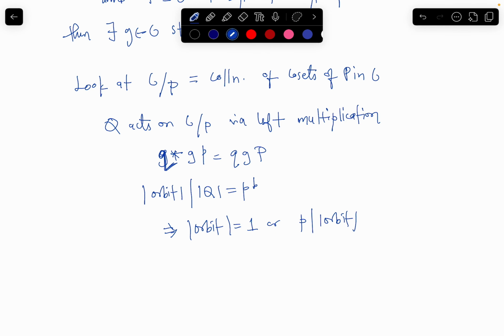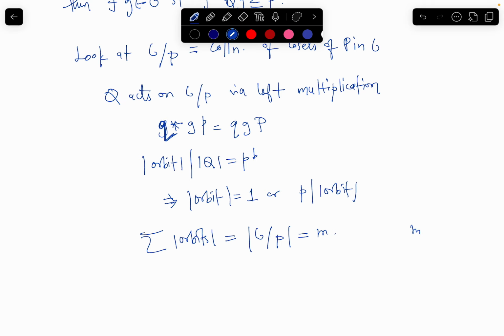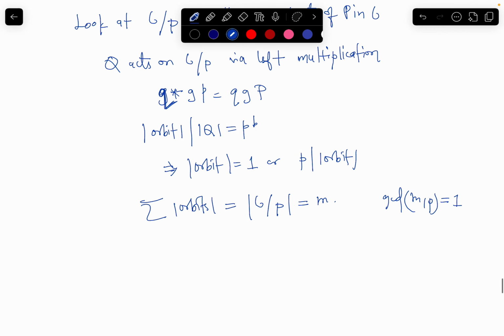so we know that the sum of distinct orbits is the size of G mod P, which is m in that case, and this m and P are relatively prime. So if each of the orbits is divisible by P, then P should divide m, and that is not possible. So there is at least one orbit of size 1. So there exists an orbit of size equal to 1.